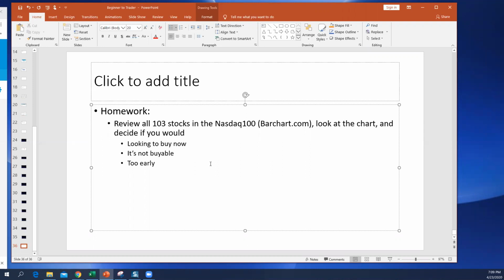So you've got three options, right? You're either looking to buy now, meaning it's finished the pattern and you can put a trade on, or it's not viable, like it's not lower left, upper right, or it's too early, which means it's still sitting deeper in the base. So you can put these words in: buy now, not viable, sitting deeper in the base, right?